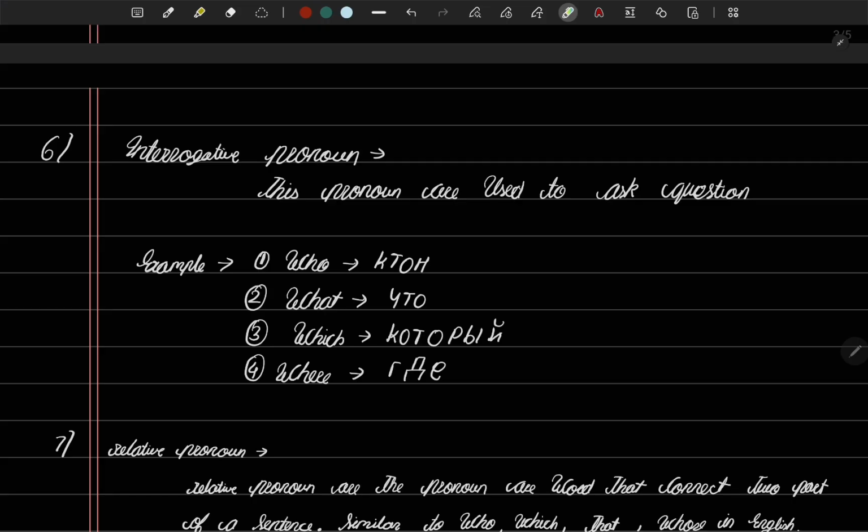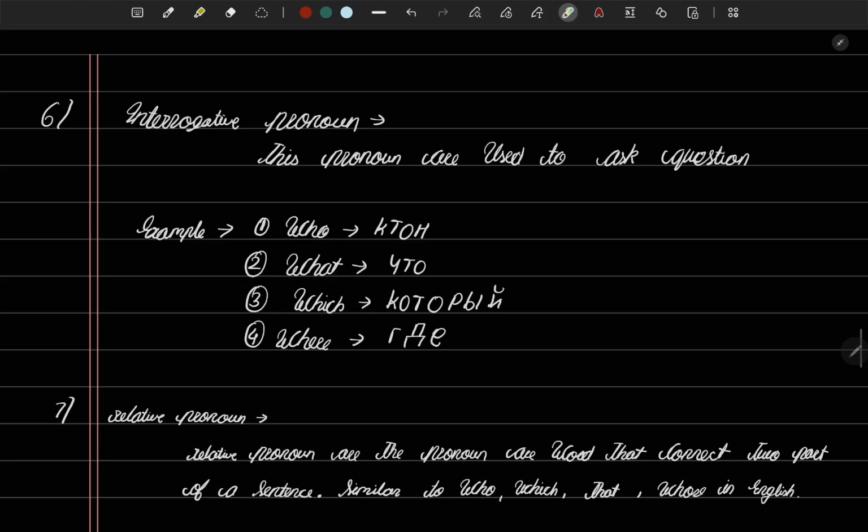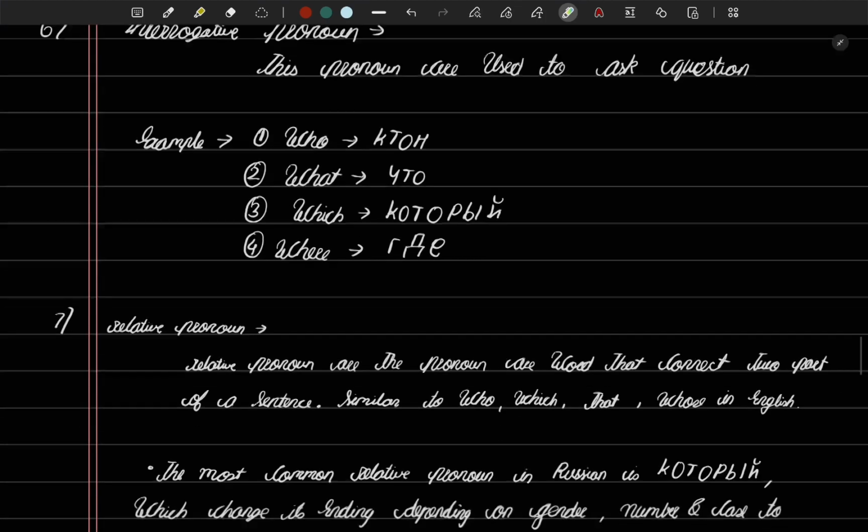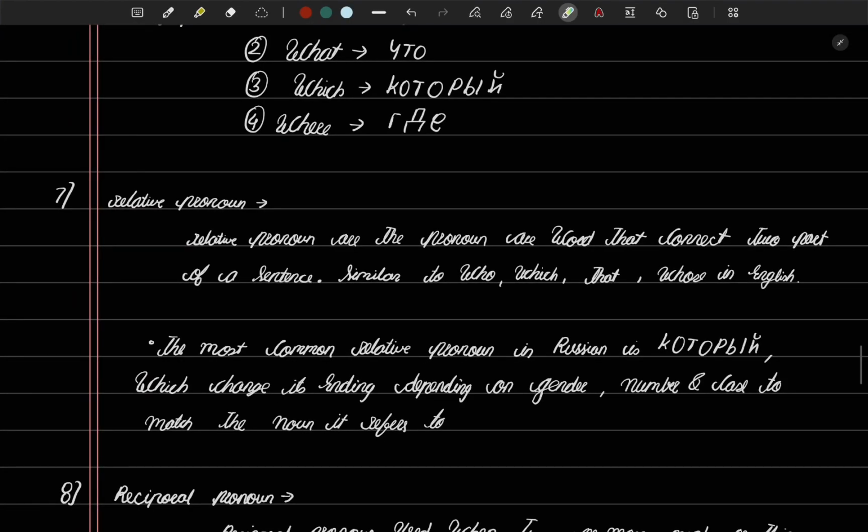So let's see what the words in interrogative pronouns are. It is basically a WH question. Who, what, which, and where each have their Russian equivalents. So these are the interrogative pronouns. Interrogative pronouns are basically WH words, similar to who, what, which, whose in English.